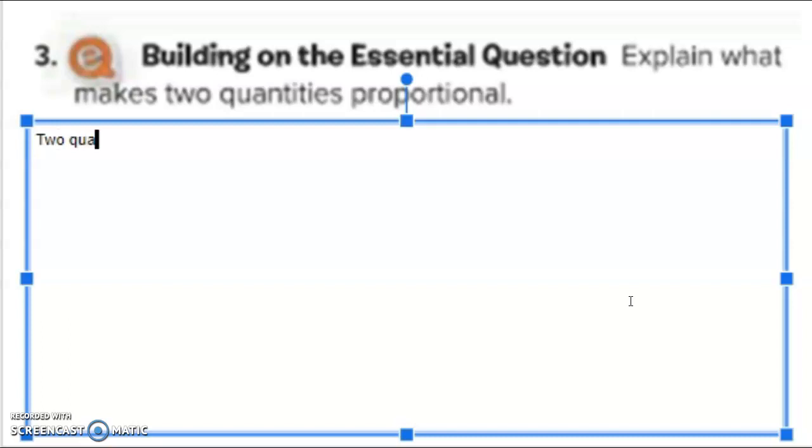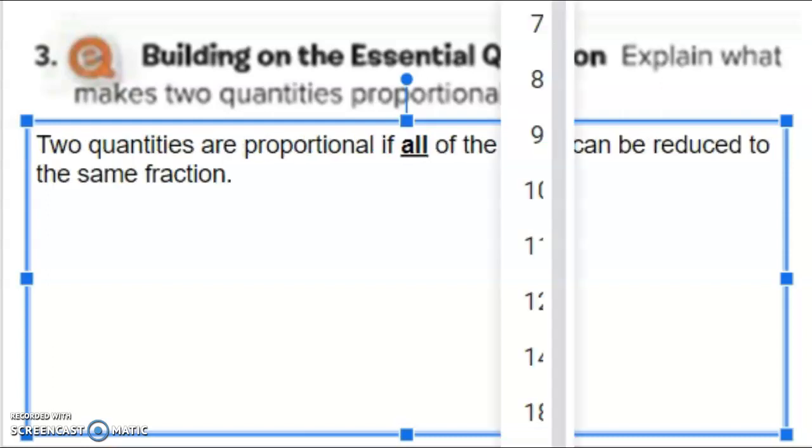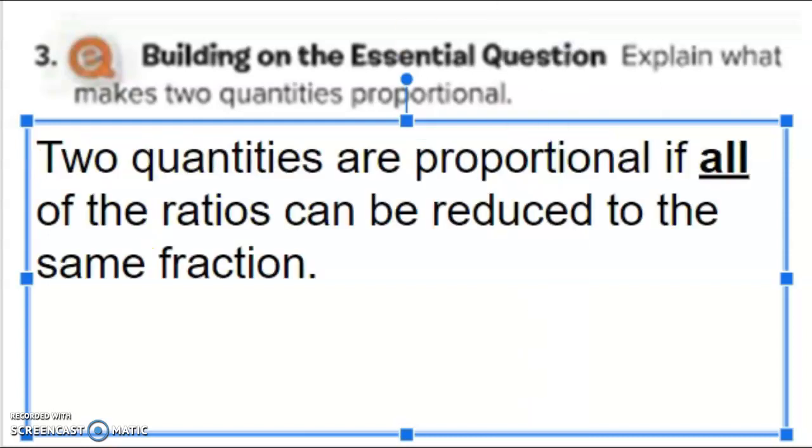Two quantities are proportional if all, not some, all of the ratios can be reduced to the same fraction. Matt's did not reduce all down to the same fraction. However, Jane's did, which is what made hers proportional.